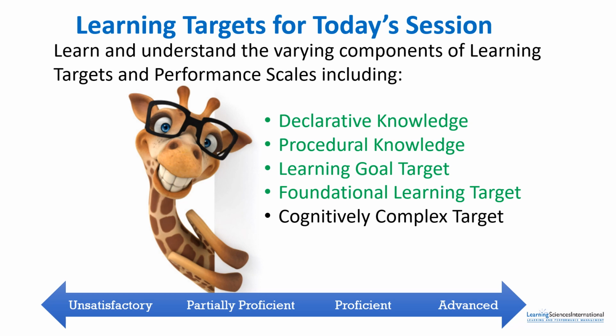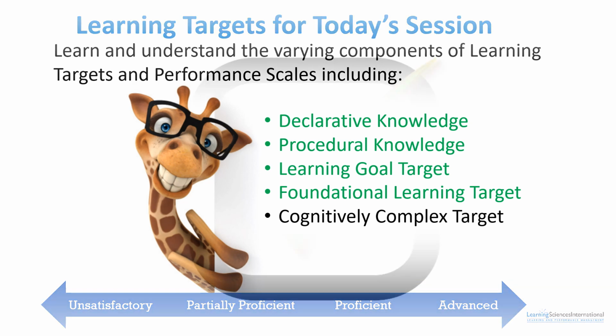Let's stop to monitor and check our learning. At the bottom of this slide, you will see a blue arrow with unsatisfactory, partially proficient, proficient, and advanced. Before we move on, rate yourself on where you believe you are. Good job. And now we will continue.